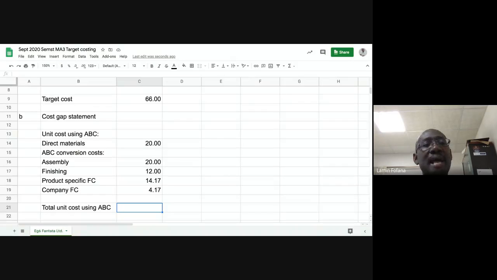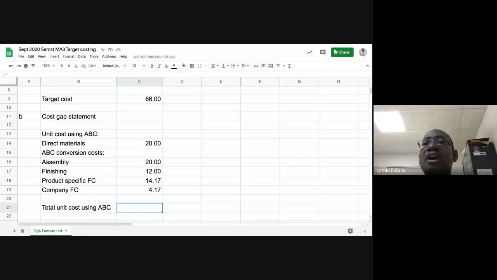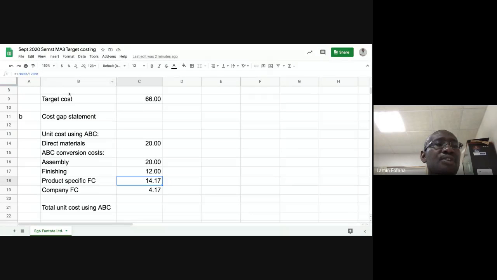Go ahead, madam. Yes, I'm trying to do it alongside with you, but I missed the company fixed cost. I don't know how you got that. What is the product specific fixed cost? I missed it. I was having connection issue. Yes, now I've just highlighted it. It is 170,000 divided by 12,000.